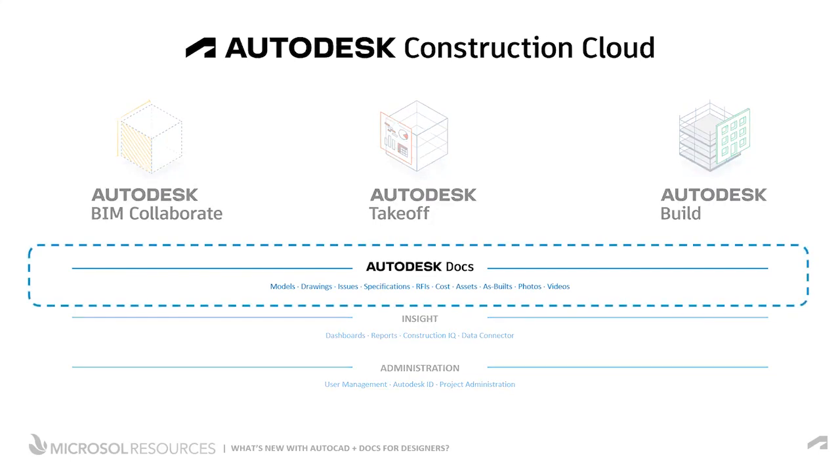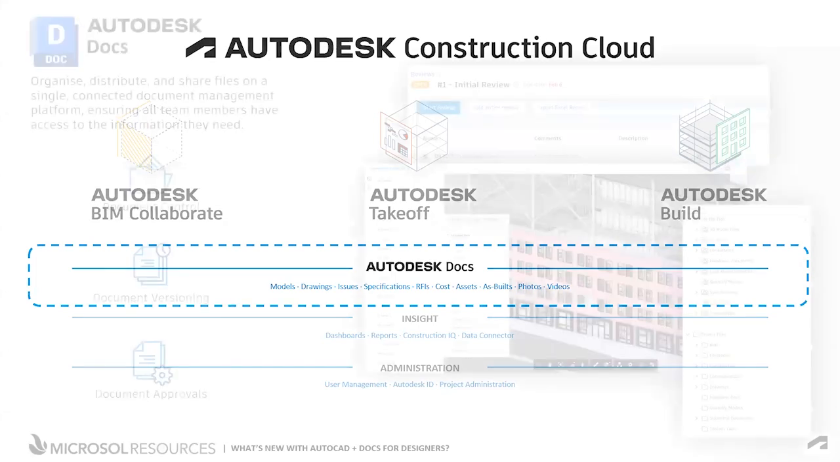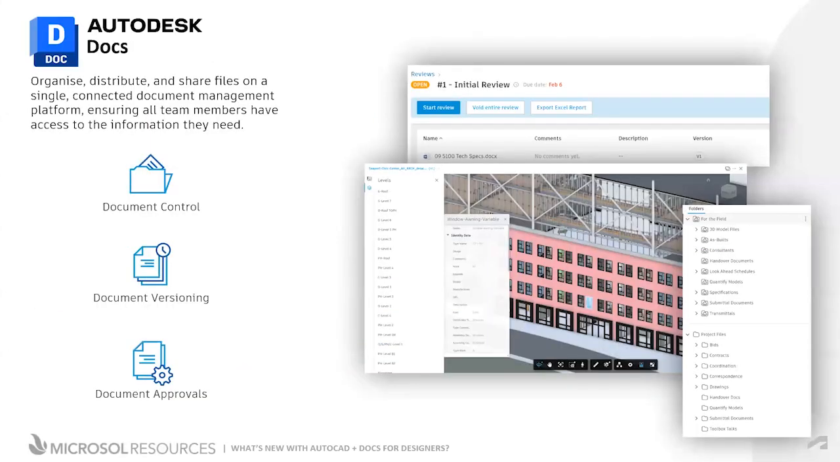With that, I'll go into a little bit more detail around Autodesk Docs. So let's start with a quick refresher on what Autodesk Docs is. Autodesk Docs enables customers to organize, distribute, and share files on a single connected document management platform. It ensures all team members have access to the same information they need, and it also acts as a team's common data environment and supports document control, things like versioning and approval workflows.